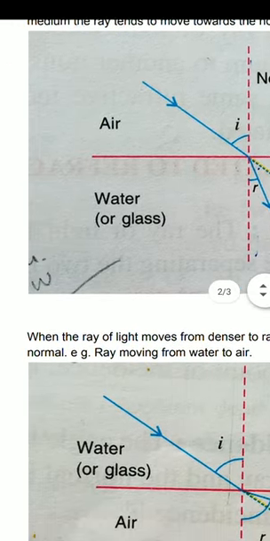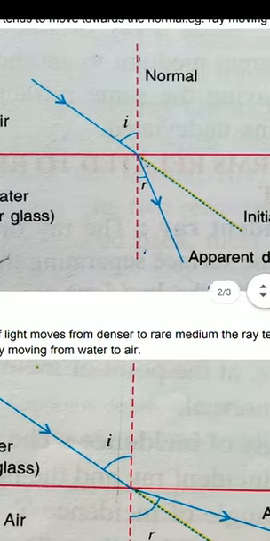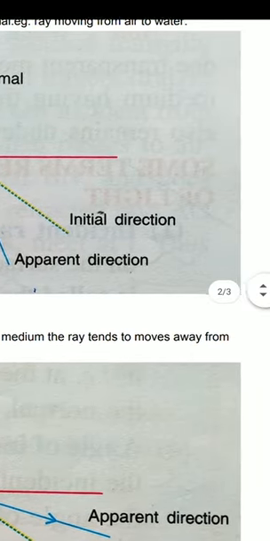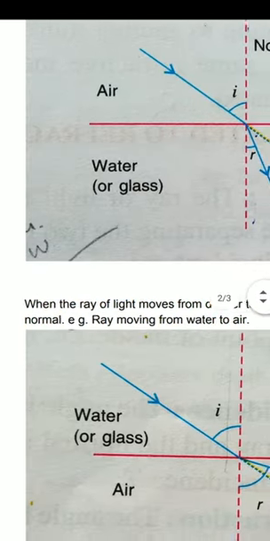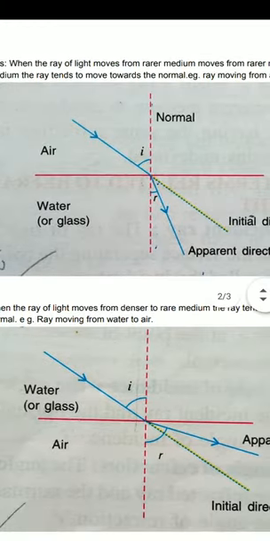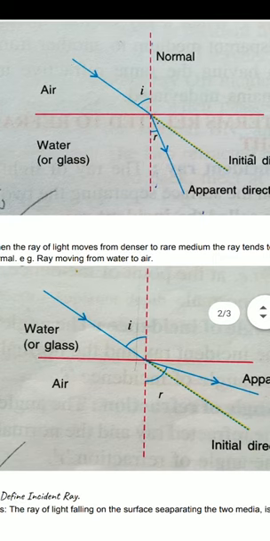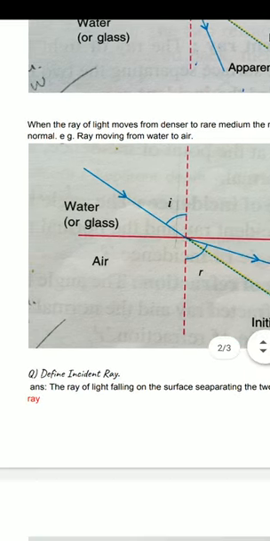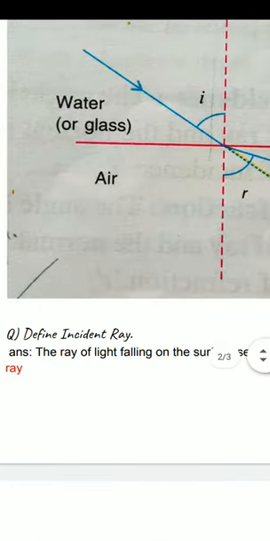When the ray of light moves from a denser to a rarer medium, the ray tends to move away from the normal. Example, a ray moving from water to air. If you can see it properly, in this case the blue ray is actually trying to move away from the normal. Yes. So let's define some important concepts regarding this chapter.